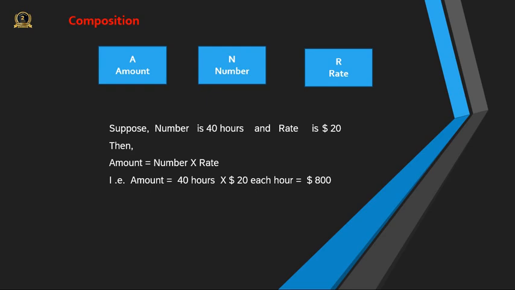Number: how many? For instance, 40 hours. Rate: the rate for each hour, say $20. Then the amount is computed as number into rate, that is 40 into 20, which calculates to $800. That is the amount.